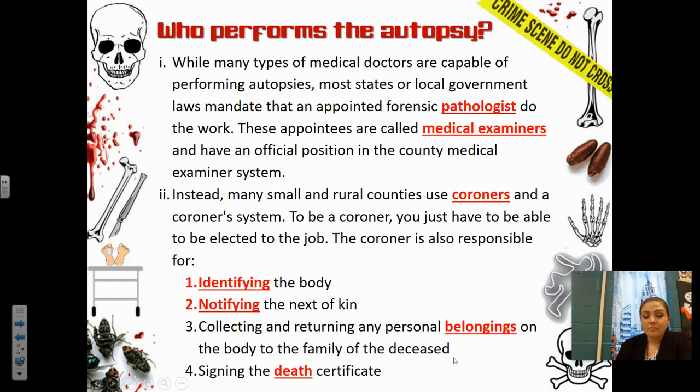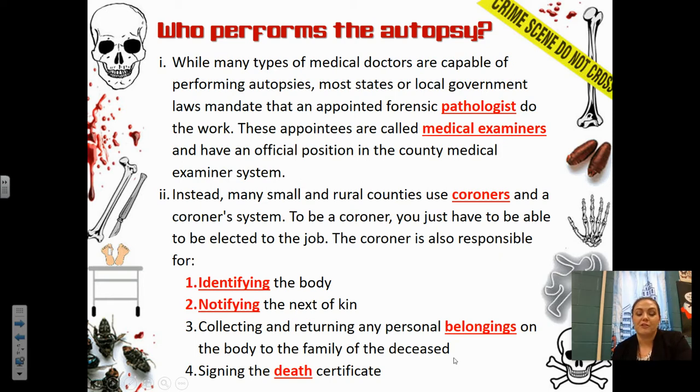So we don't always have a lot of medical examiners on hand. Instead, many small and rural communities will have coroners and a coroner system. To be a coroner, you just have to be able to be elected to the job. So it's like a mayor. They're elected to the position. They don't necessarily have to have any credentials. They just have to be selected.